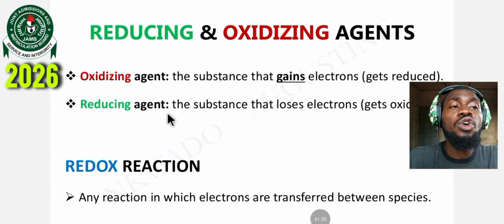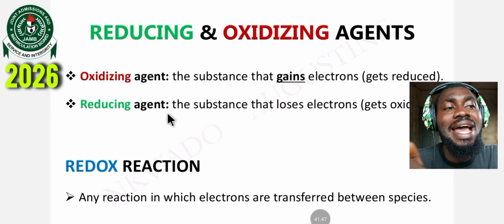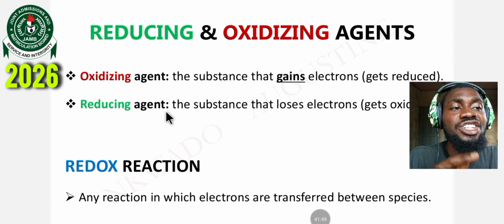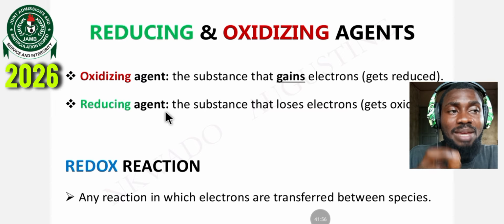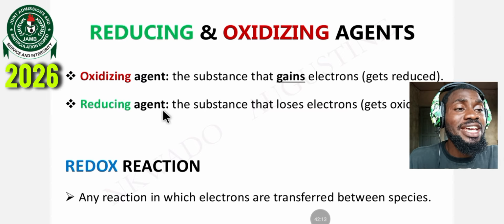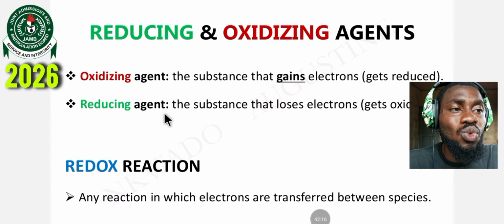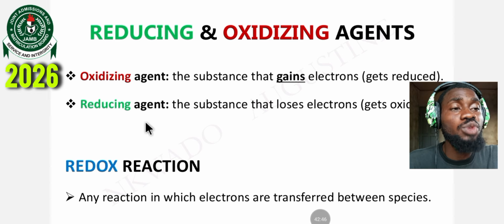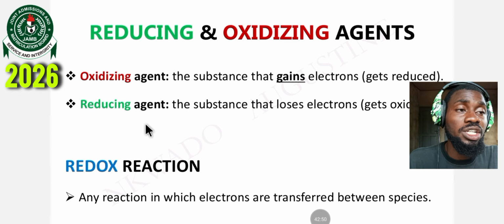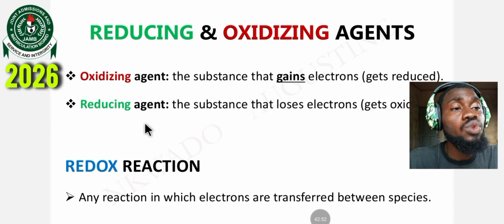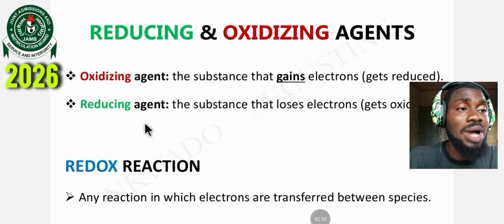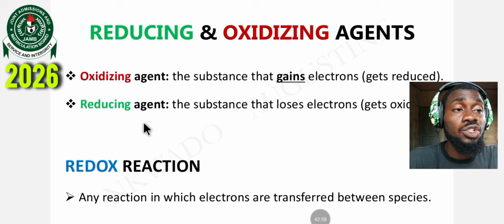So include it in your notes. When an oxidizing agent comes in contact with a stronger oxidizing agent, that oxidizing agent turns to a reducing agent. Likewise, when a reducing agent comes in contact with a stronger reducing agent, it turns to an oxidizing agent. So it all boils down to the oxidizing and reducing potential of the element or the compound that determines if it's going to act as an oxidizing agent or if it's going to act as a reducing agent.